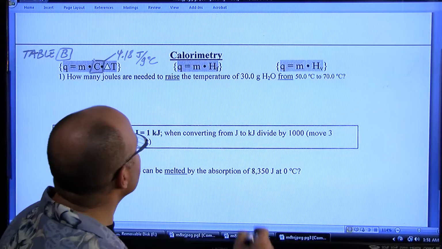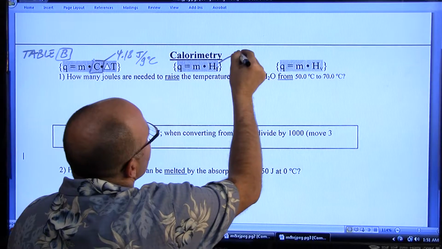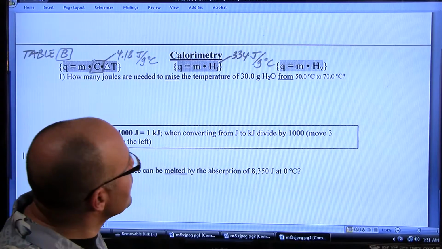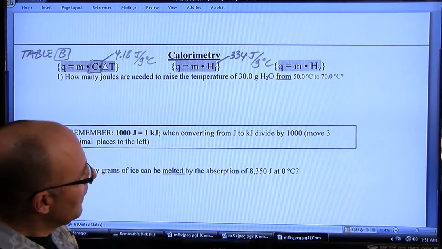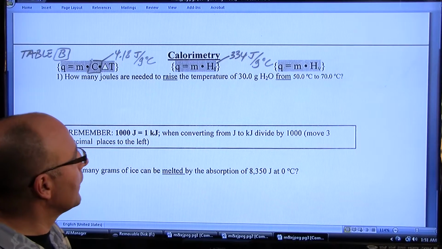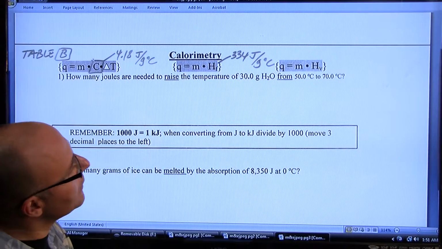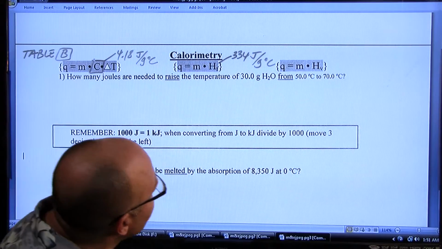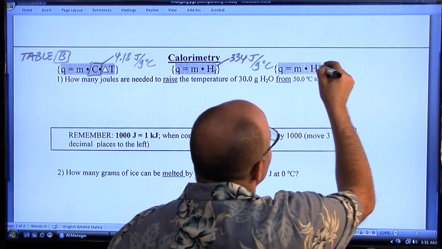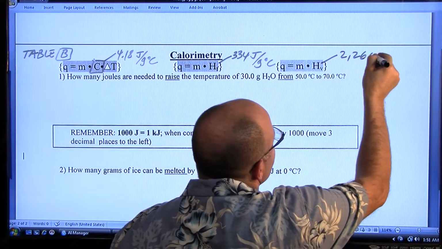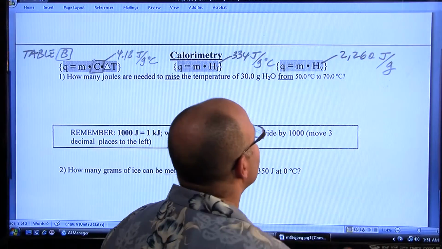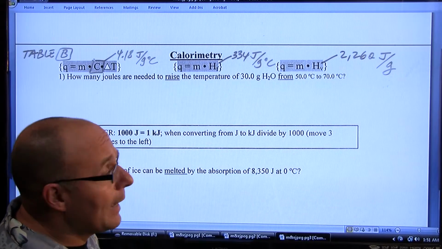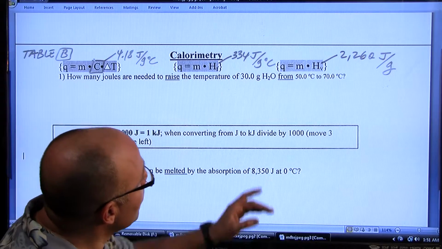HF is the heat of fusion. So while you're there in table B, why don't you make a note of that, which is 334 joules per gram. Heat of fusion is the amount of heat energy needed to melt 1 gram of a substance at its melting point. So each gram of ice at 0 degrees Celsius requires 334 joules. And then, while you're there, also note the heat of vaporization, which is 2,260 joules per gram. Heat of vaporization is the amount of heat needed to boil 1 gram of a liquid at its boiling point. And the heat of vaporization for water is that value.